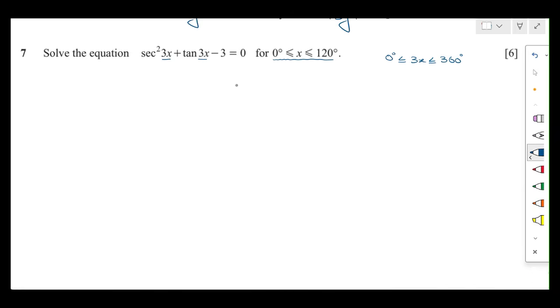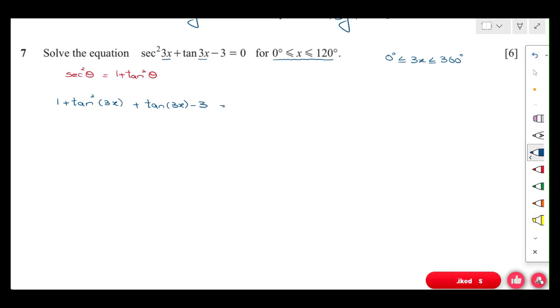Now here we use the identity that sec²θ is 1 plus tan²θ, right? So let me use this identity. sec²(3x) is 1 plus tan²(3x), plus tan 3x minus 3 equals 0. From 1 take away 3 is minus 2. So we can say tan²(3x) + tan 3x − 2 = 0.